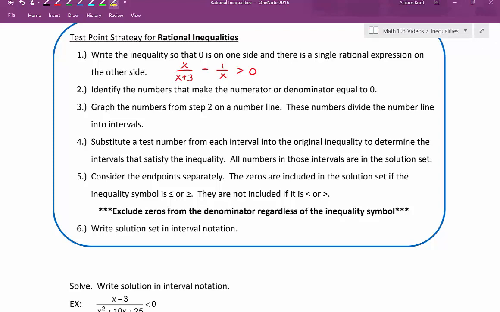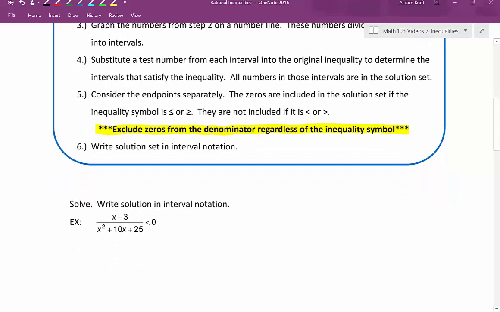Now there's one big exception. Anytime we have a rational expression, we're always concerned about the denominator being equal to 0. So you have to exclude zeros from the denominator regardless of the inequality symbol. That rule that a 0 in the denominator makes an expression undefined trumps the or equal to part of an inequality symbol. And then we'll write our solution set in interval notation.